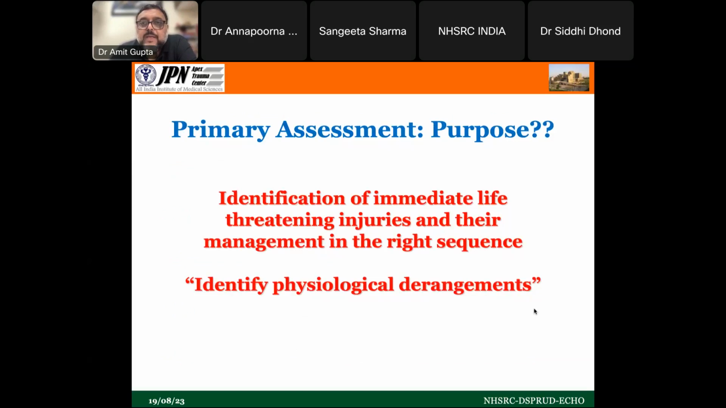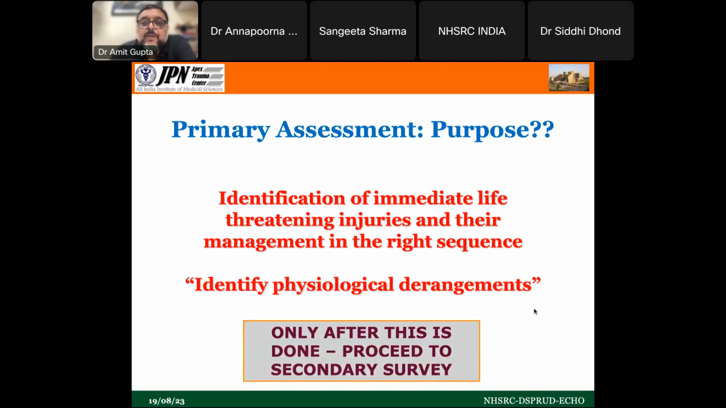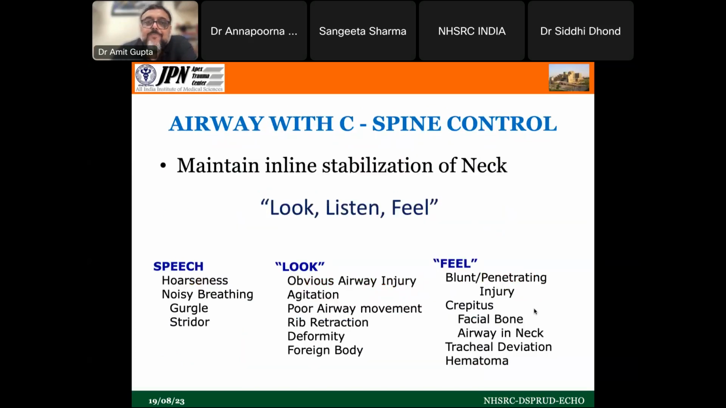Now, the primary assessment or primary survey is to identify the immediate life-threatening injuries, right? Identify physiological derangements which are happening. Only after this, you proceed to a secondary survey, not before that. Always remember that. Let us come to airway with cervical spine control. So as soon as the patient arrives, you see that the airway, you see that the patient is unconscious or otherwise not responding. Try to maintain the inline stabilization of the neck.